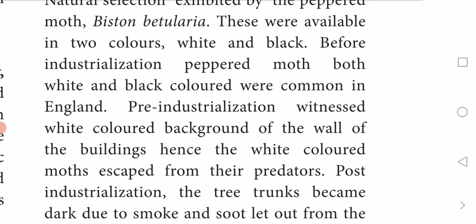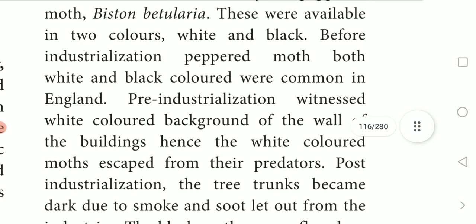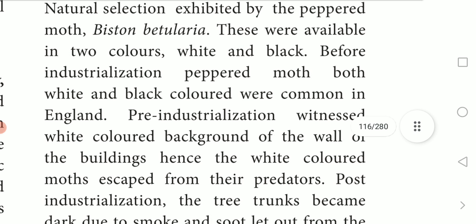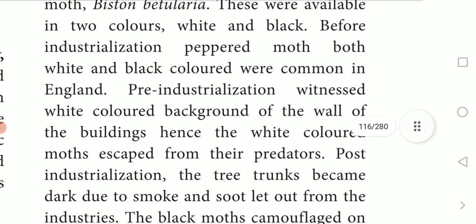The peppered moths were available in two colors, white and black. Before industrialization, both white and black colored peppered moths were common in England. Before the industry started in England, the black color moth was there, the white color moth was also there. It was common before industrialization started.